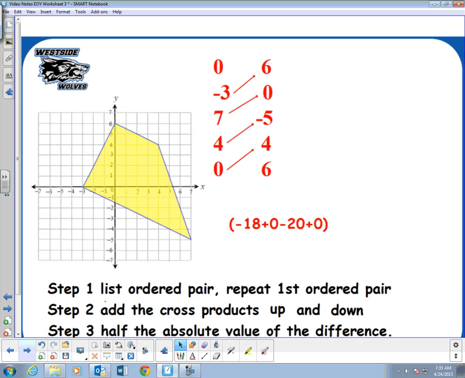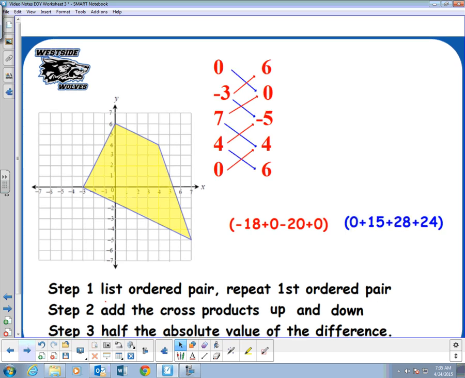Okay, next. We cross product up and down. So negative 3 times 6, 7 times 0, 4 times negative 5, 0 times 5. So negative 3 times 6 is 18. 7 times 0 is 0. 4 times negative 5 is negative 20. 0 times 4 is 0. And then I do the same thing going down. So I did up, and now I go down.